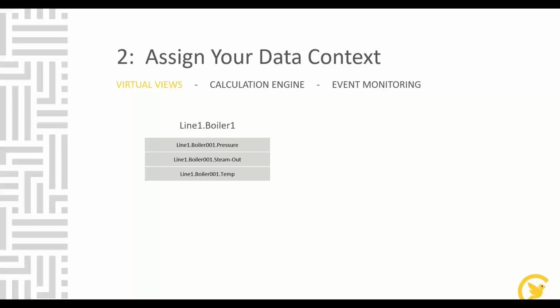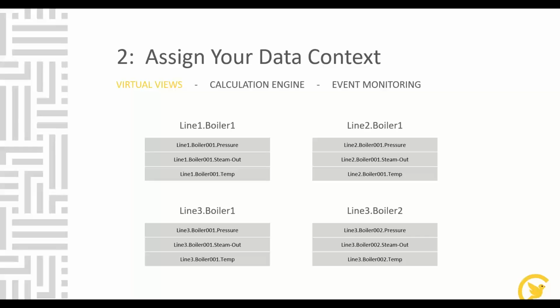From here, you can have a line 1 boiler, with the pressure, steam out, and temperature. You have a line 2 boiler 1, line 3 boiler 1, then line 3 boiler 2. All of this can be categorized into asset models that you can group together, in a way that is much easier to analyze for any objective that you want to achieve.